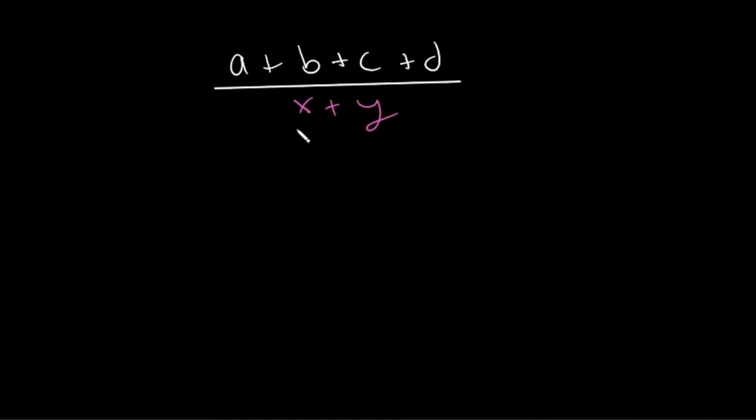So to conclude, a function will be undefined when you have a 0 in the denominator. So when your denominator is equal to 0, that's when your function will be undefined.